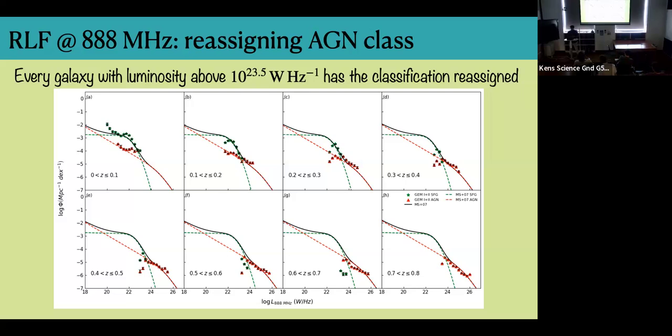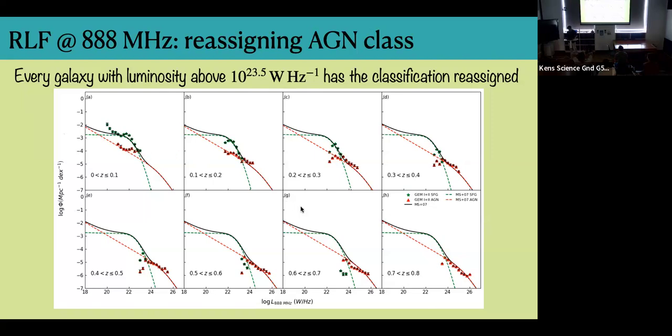So to take radio AGN into consideration, every galaxy in this sample with a radio luminosity above 10^23.5 watts per hertz has its classification redefined to be an AGN. That's almost fair because this luminosity corresponds to a very high star formation rate, around 100 solar masses per year. It seems like that is a fair choice for a luminosity threshold to define a radio AGN. We do that procedure, and this is how the luminosity functions look. This is pretty remarkable, according to my supervisor.